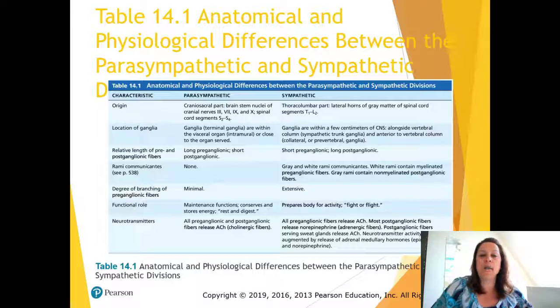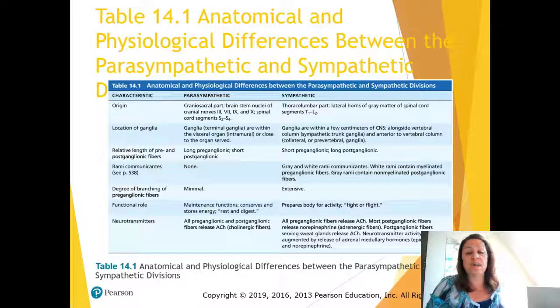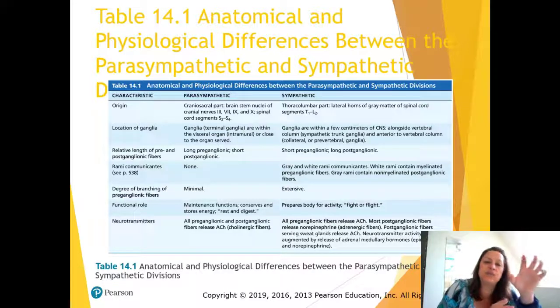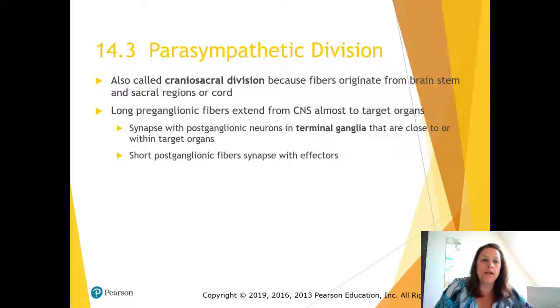So these are the anatomical differences in a chart. The origin, the location of the ganglia, the relative length, the rami communicants, the degree of branching, the functional role, and the neurotransmitters. This is a great one to have open when you're doing your chapter 14 quiz or print it out, because that gives you all the anatomical as well as the physiological differences between them. All right, and that's going to be really important.